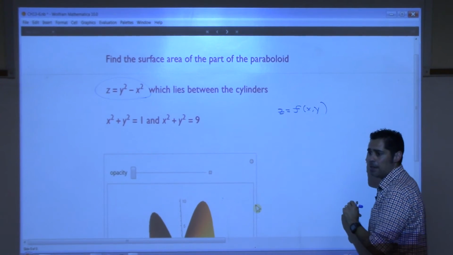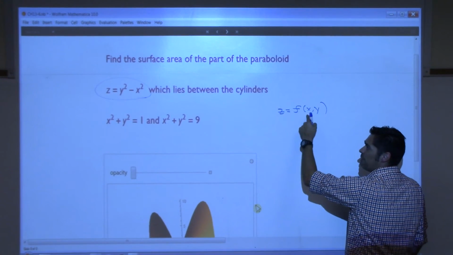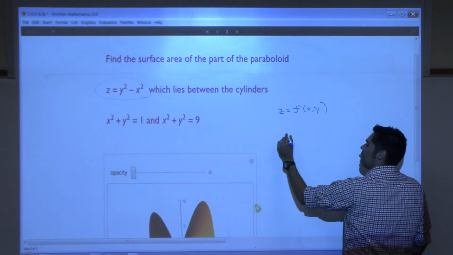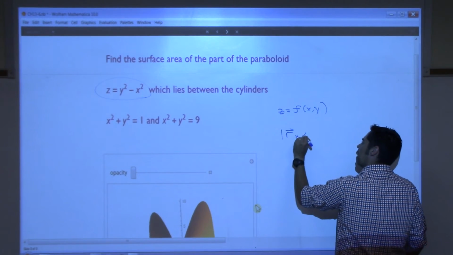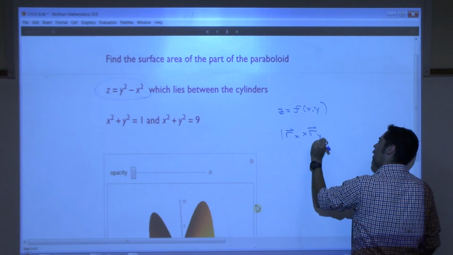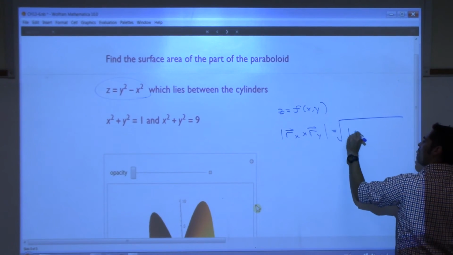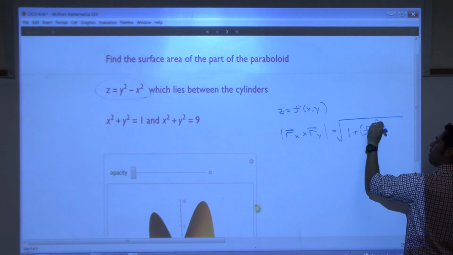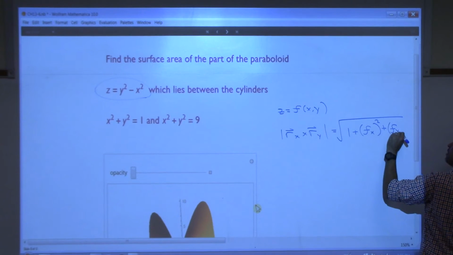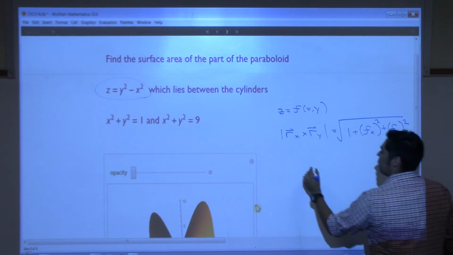And that makes me happy because if z is strictly a function of x and y, then I know that the magnitude of the partial with respect to x crossed with the partial with respect to y should be equal to the square root of 1 plus, I'm going to write it this way, partial of f with respect to x squared plus partial of f with respect to y squared, which is the formula I gave you on the previous page. Now, for us, what would that be?